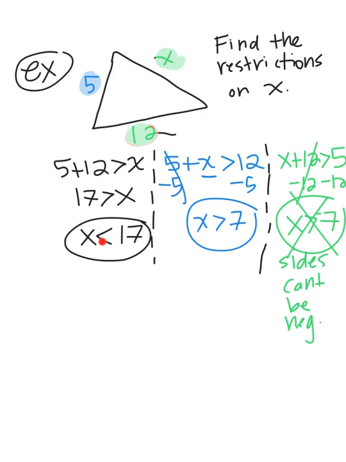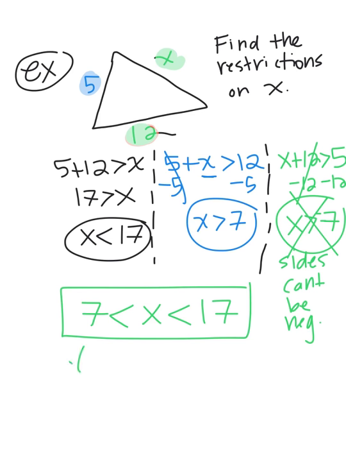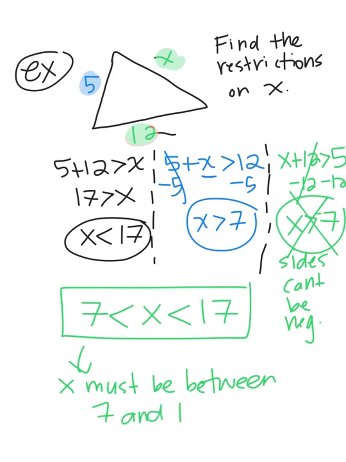x must be less than 17 and greater than 7. So to write this, I'm just going to put x in the middle. I'm going to put the biggest restriction, 17, on one side. x must be smaller than 17. And the other restriction, x must be greater than 7, on the other side. Really, what you can say is x must be between 7 and 17.